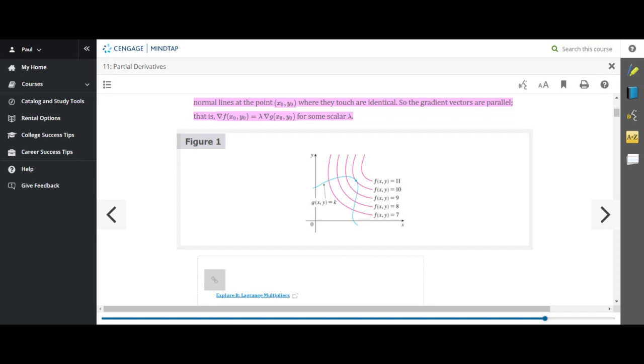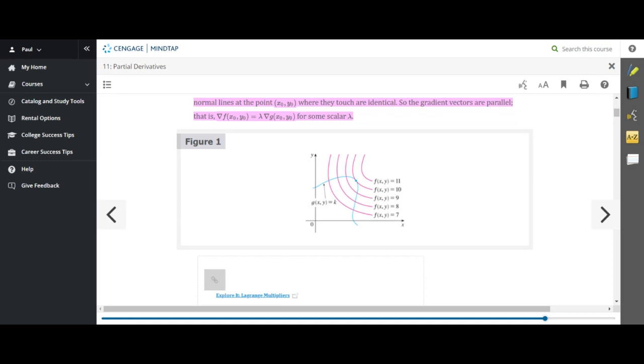So you see there are a lot of points that satisfy the constraint curve. Some points satisfy the constraint curve and f of xy equals 7. Another point satisfies the constraint curve and also f of xy equals 8. But we want the point that maximizes the function subject to the constraint. And that's going to be that point right there.